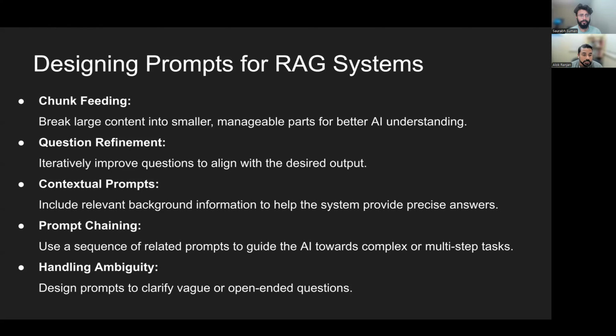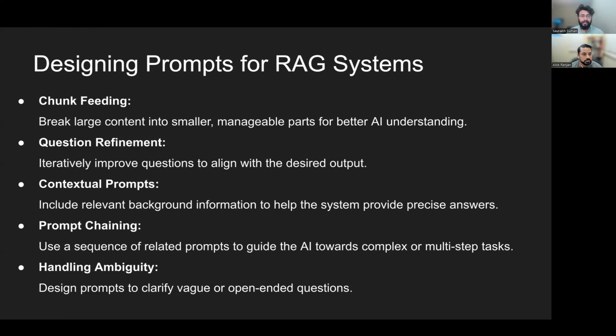Exactly. This way, the system avoids being overwhelmed by long inputs and ensures more precise responses. The second strategy is question refinement, where we iteratively improve questions to align them with desired outputs. Instead of asking, "What's the market trend?" you refine it to, "What are the top performing industries in the stock market for Q3 2024?" Right. The refinement can also happen during interaction, where the system asks follow-up questions to clarify user input, and it mimics how human conversations evolve.